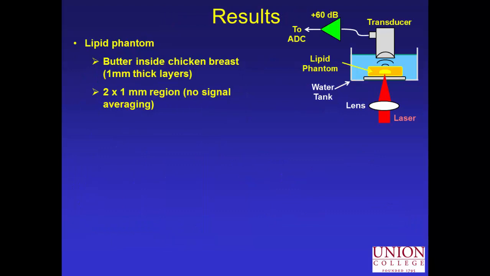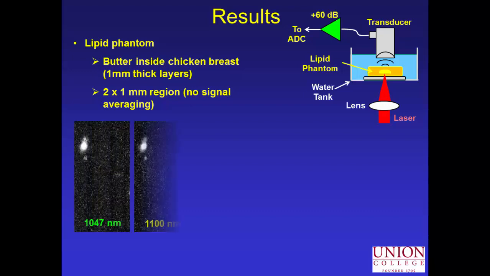As far as actual lipid phantom imaging, we just have a simple transmission mode setup for now. We're in the process of converting to reflection mode. We have a 25 megahertz transducer for detection, and we just have a little pat of butter inside 2 millimeter thick layers of chicken breast. So that's our phantom. We scan over a 2 by 1 millimeter region, with no signal averaging.